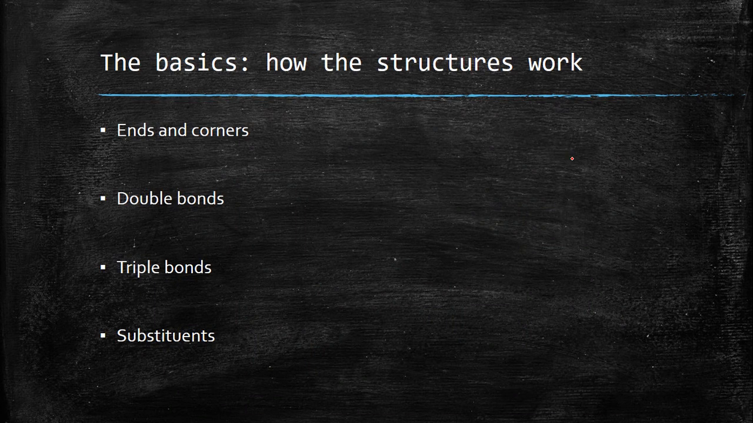Now, in terms of the basics of these structures and how they work, they often look a bit like this. We've got a jagged line like so. The ends and the corners here all represent carbons. So if we were to draw the carbons out, it would look like so.